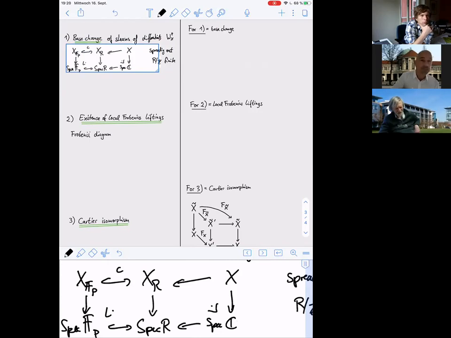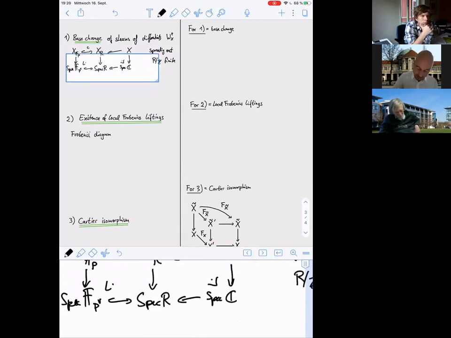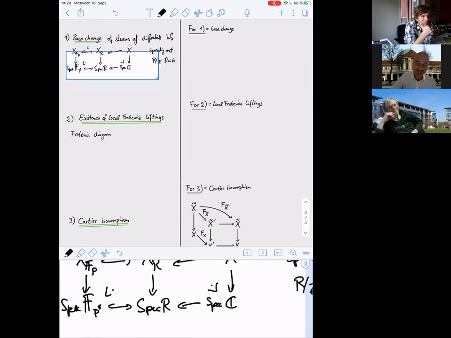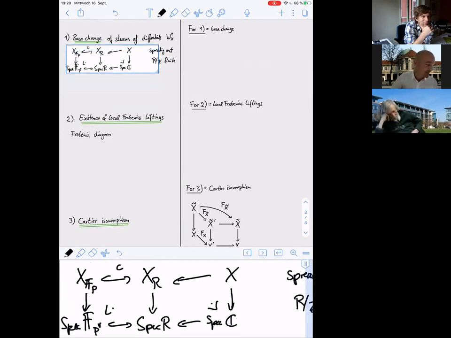Finite fields, not FP, FP to the R, FQ. Yeah, you're right. Just by laziness, I would omit this R. Yeah, thanks, that's right.